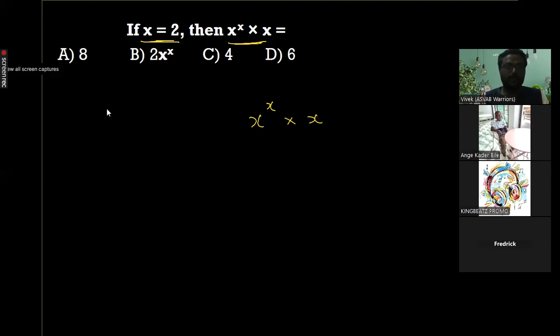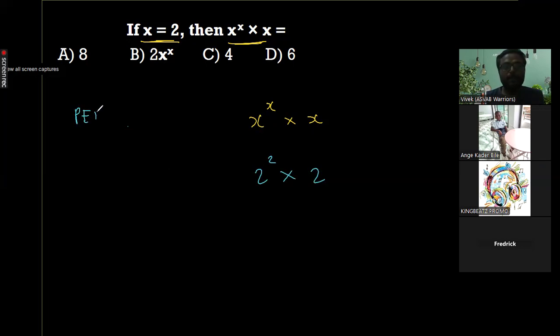Sure, Frederick. Why not, buddy? Look. So what do we need to do? x to the power x times x is what we have to do. Replace. So I will have to substitute the value of x as 2. 2 to the power 2 times 2.